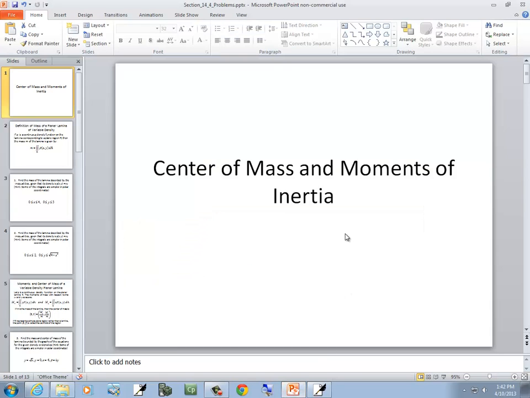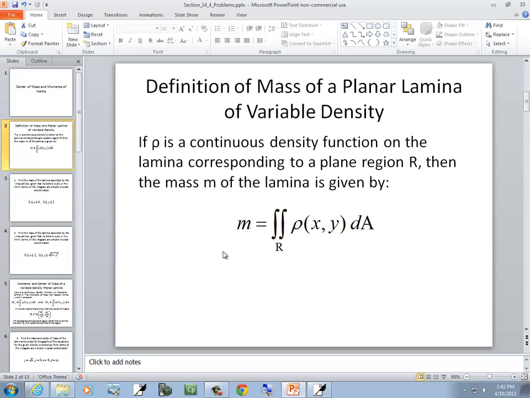Let's take a look at centers of mass and moments of inertia. In our first definition, the definition of mass of a planar lamina of variable density: if rho is a continuous density function on the lamina corresponding to a plane region R, then the mass m of the lamina is given by this formula. We've got our double integral, and R represents our region of integration of rho of xy, and that will give us our mass.